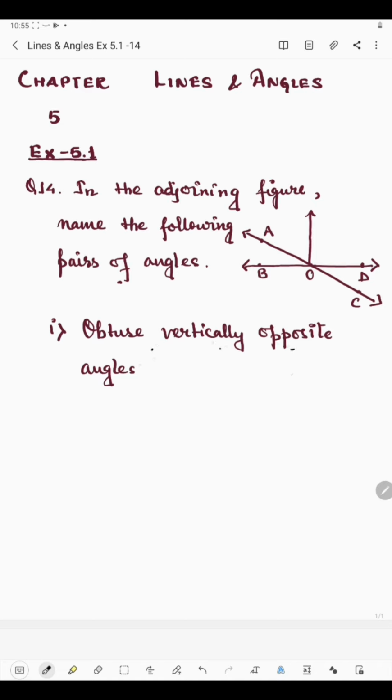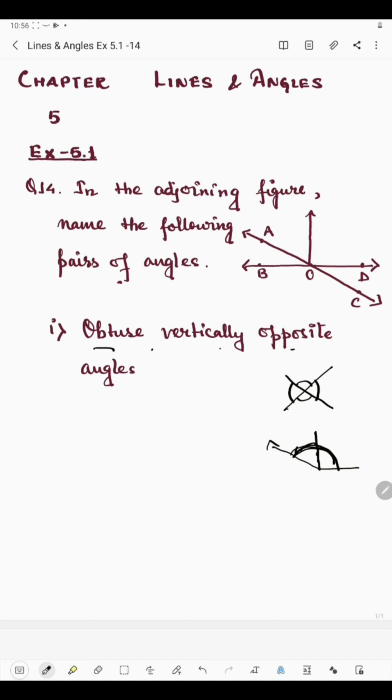Now what are vertically opposite angles? If two lines intersect, then these and these are equal and this angle and this angle are equal, right? And obtuse means an angle which is more than 90 degrees. Like here, if I draw 90 degrees like this, then an obtuse angle is one which is going beyond 90 degrees. It's called an obtuse angle, right?